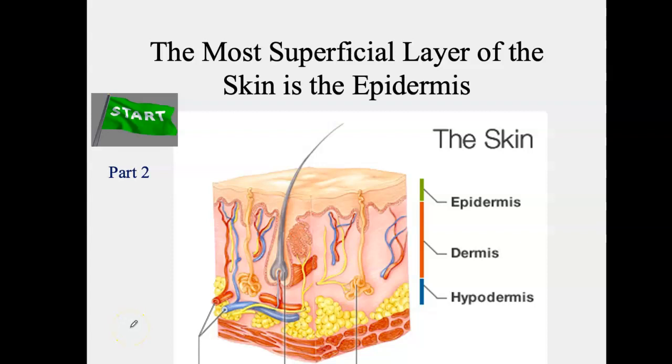Hello, and let's return to part 2 now of integumentary. We went through the slides that talk about the cells. We looked at the cancers, and now we're going to move on to the different layers of the skin and look at it in more detail.